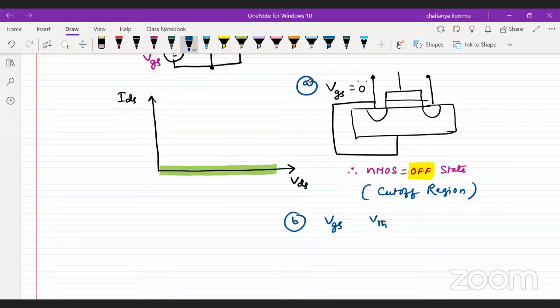If this VGS value is equal to VTH, or maybe greater than VTH, what can we observe?